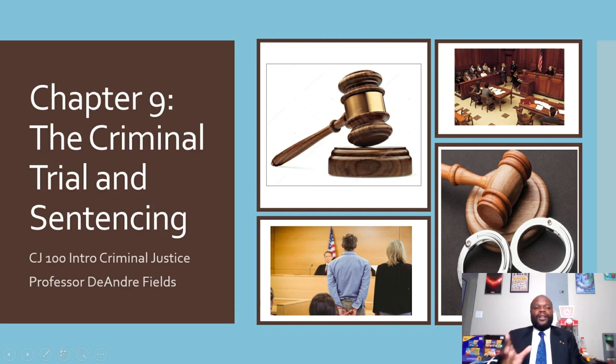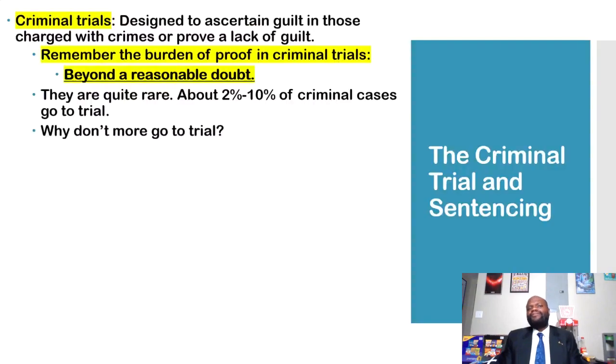So anyways, we are going to conclude this block or module on the courts. Remember, the courts are our second primary component of the criminal justice system. And this chapter, chapter 9, is going to focus on the criminal trial and sentencing. We started talking about the courts and the judiciary in chapter 7. Chapter 8, we focused on prosecution, defense, and pretrial activities. And now we want to talk about the actual criminal trial itself and what happens at sentencing. So let's get right into it, shall we?